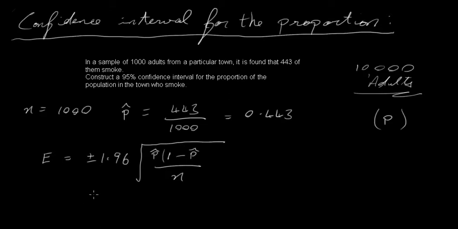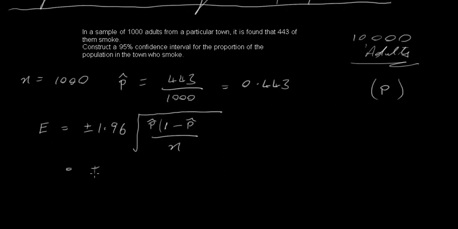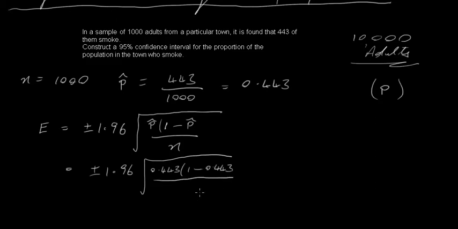Okay, so let's do that for this particular case. So we have plus or minus 1.96 times the square root of 0.443 times 1 minus 0.443 all over our sample size, in this case 1,000. Now when you work that out, you'll get a margin of error of 0.0307287.